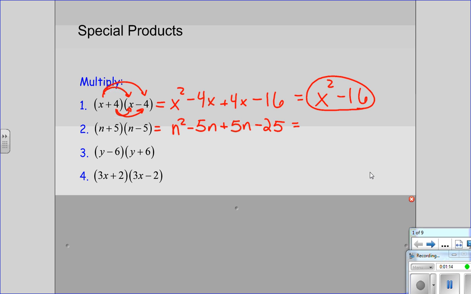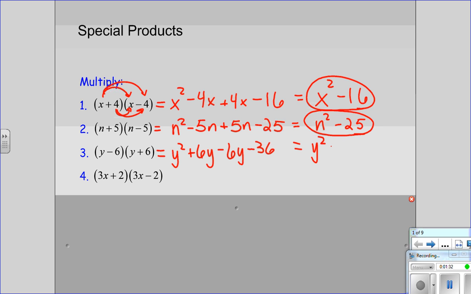After combining like terms, we get our product of n squared minus 25. 2 more examples. Our product is y squared minus 36. And the final example, our product is 9x squared minus 4.